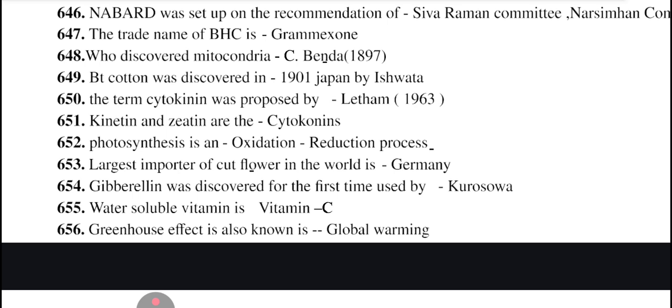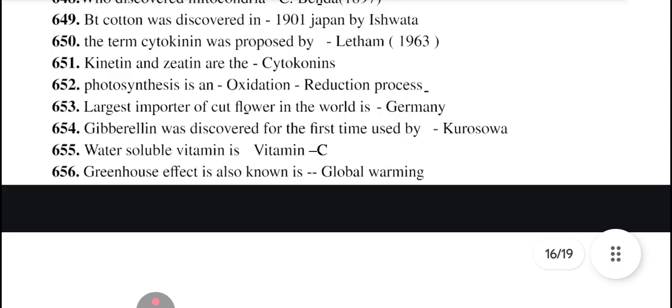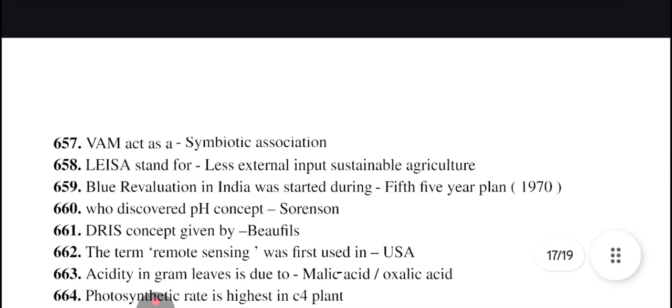Photosynthesis is an oxidation reduction process. Largest importer of cut flower in the world is Germany. Gibberellin was discovered for the first time by Kurosawa. Water soluble vitamin is vitamin C. Greenhouse effect is also known as global warming. Along with vitamin C, one more water soluble vitamin is there. Just keep it in the comment section.